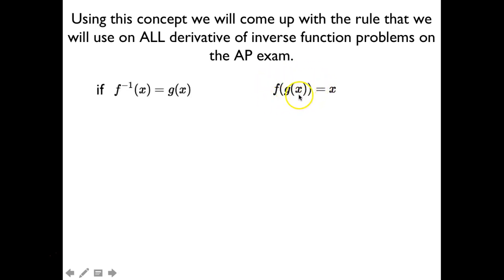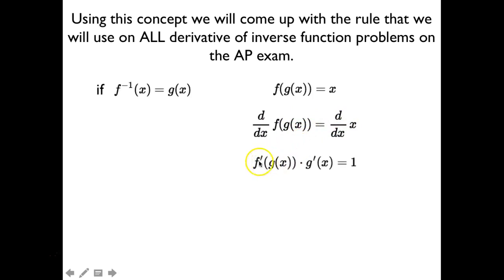If you notice, that's what we learned last lesson, this is chain rule. So, if you take the derivative, you take the derivative of the outside, which would be f prime, leave the inside alone, times the derivative of the inside. Here, that's just saying we're taking the derivative of both sides. Take the derivative of the outside, f prime, leave the inside alone, still g, times the derivative of the inside, g prime, and the derivative of x is just 1.